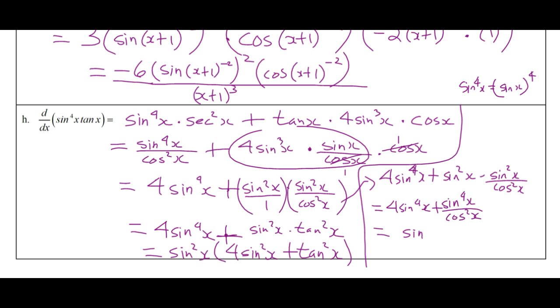Okay, so that's sine to the fourth x. There's a plus sign there, right? Plus. So if we take out the sine to the fourth x, we've got 4 plus 1 over cos squared x, which is sine to the fourth x and then 4 plus, and this will be secant squared.